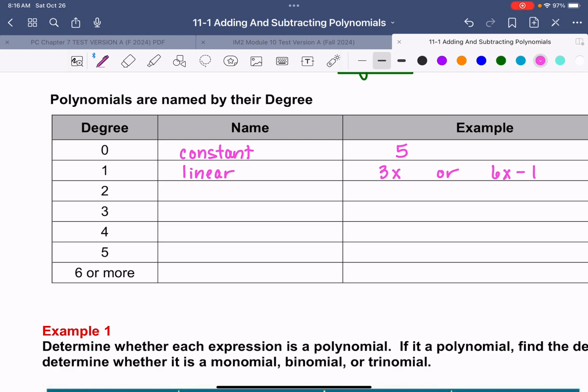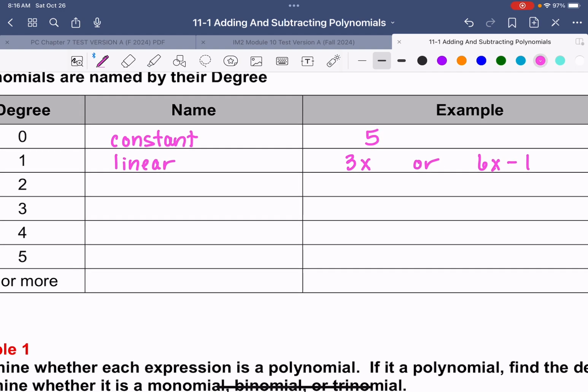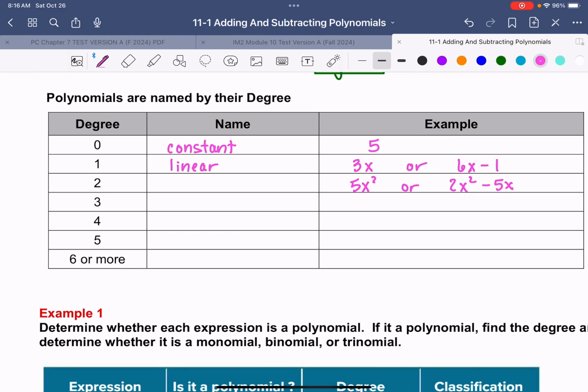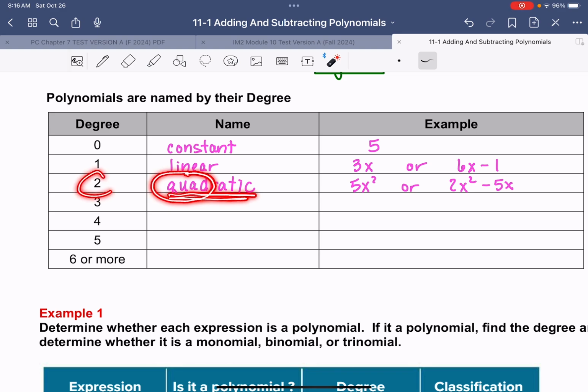All right, if the highest degree is 2, so if I have something like 5x squared or something like 2x squared minus 5x, okay. Highest degree 2, we're going to have a quadratic. We looked briefly at quadratics the last few chapters. Remember, the graphs of these are parabolas. And this can be a little confusing because people look at quad and think it's 4. Just remember, quadratic is a second degree polynomial. That can be a little confusing.